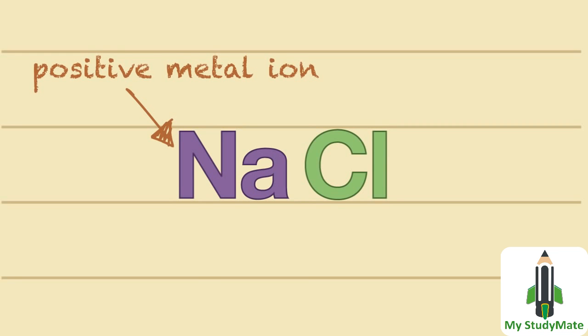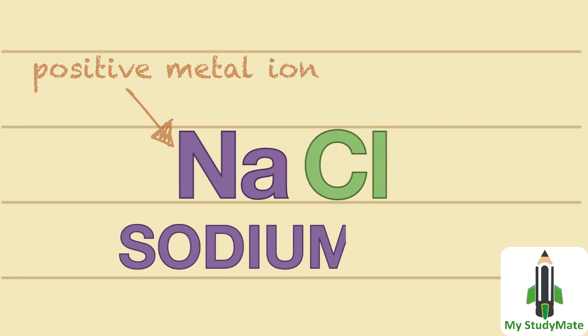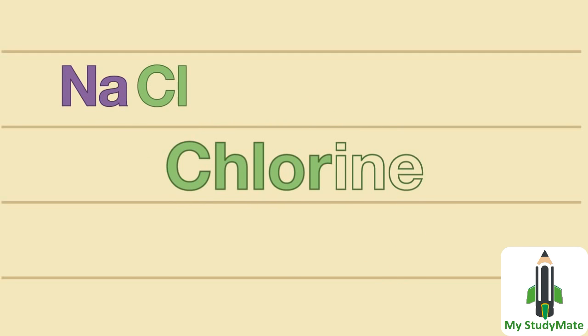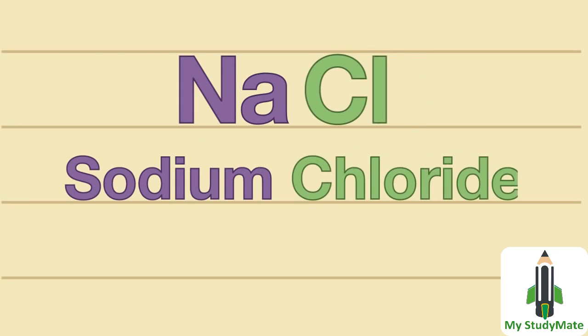The positive metal ion always comes first in both the formula and the name. For the negative non-metal ions, the first syllable stays the same, but the ending is dropped and replaced with an -ide. Chlorine becomes chloride, so the ionic compound is called sodium chloride.